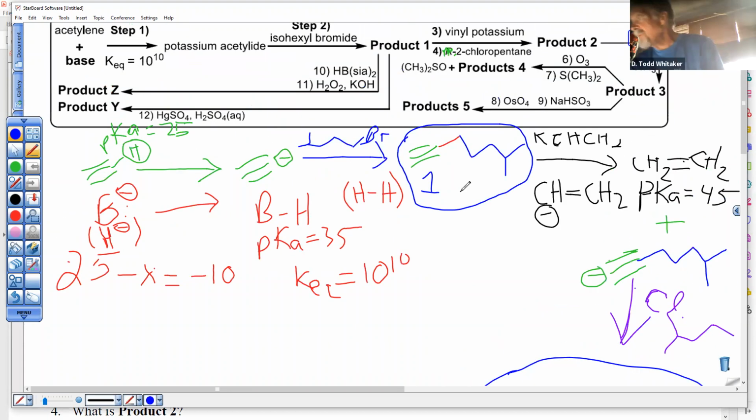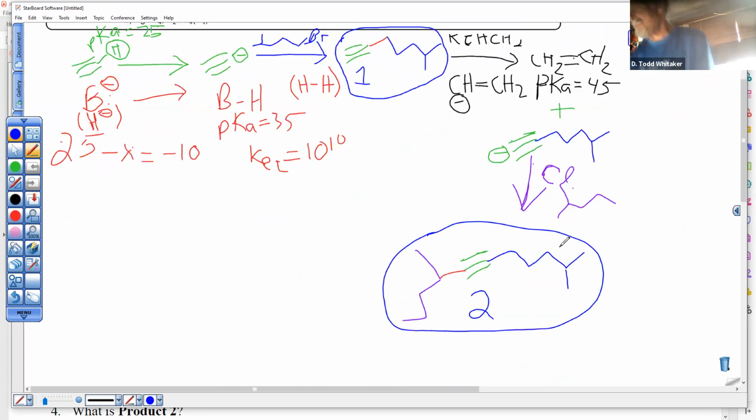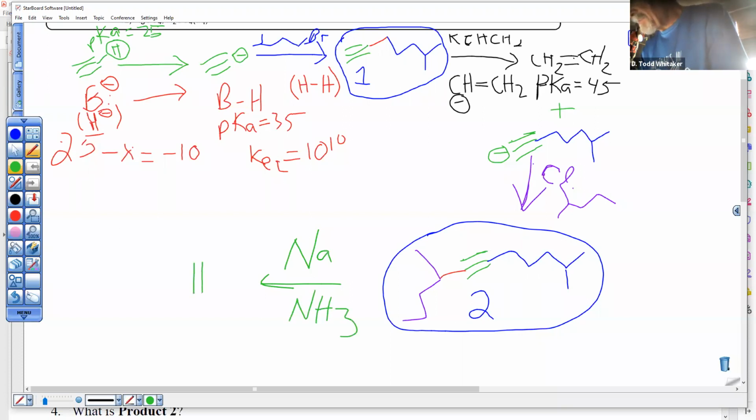And where else are we going? Let's do product 3 since we're here. So that's going to react with sodium and ammonia to give a trans alkene. So Na and NH3, double bond. We got the purple there with a methyl and a propyl.